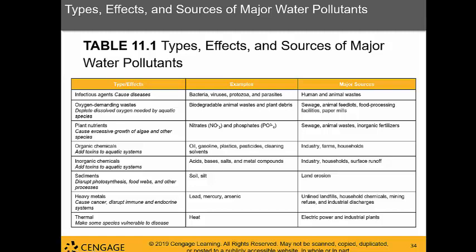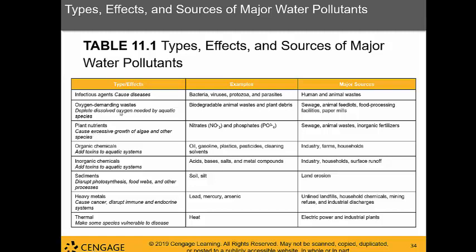So table 11.1 identifies major types of water pollutants. These are major categories of the types of things that enter water bodies and cause problems. Each type has some examples and some major sources. Just look at how many different types of categories are included. We have infectious agents or pathogens, anything that causes diseases. These tend to be living organisms. They can cause problems.